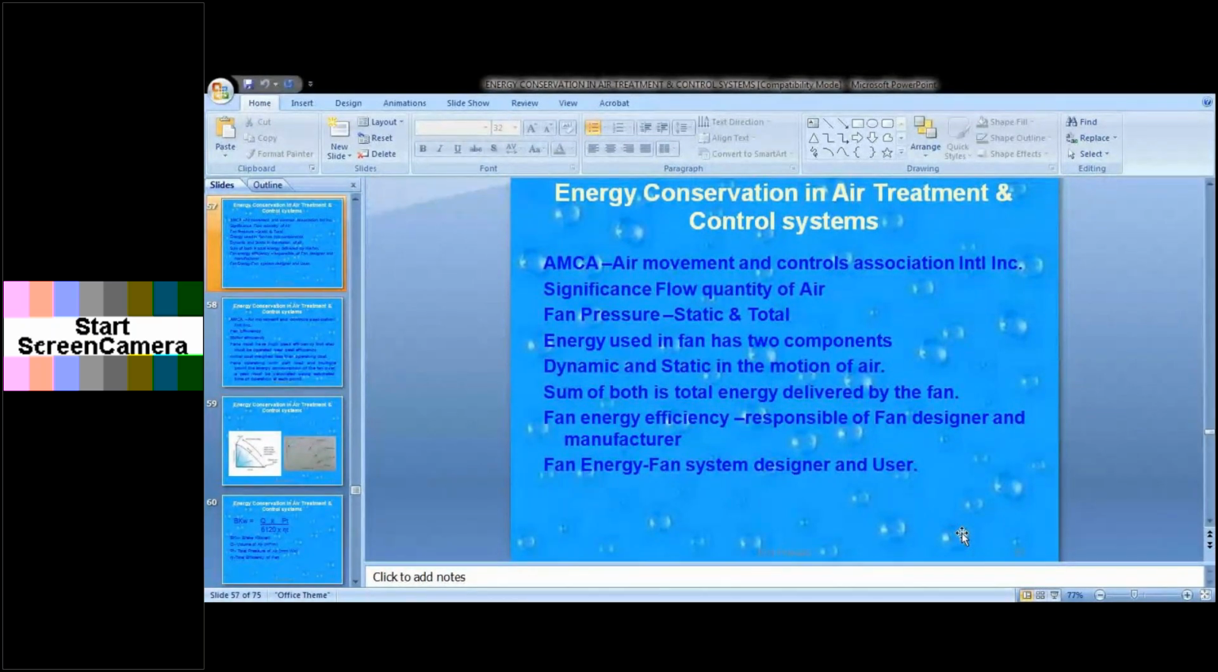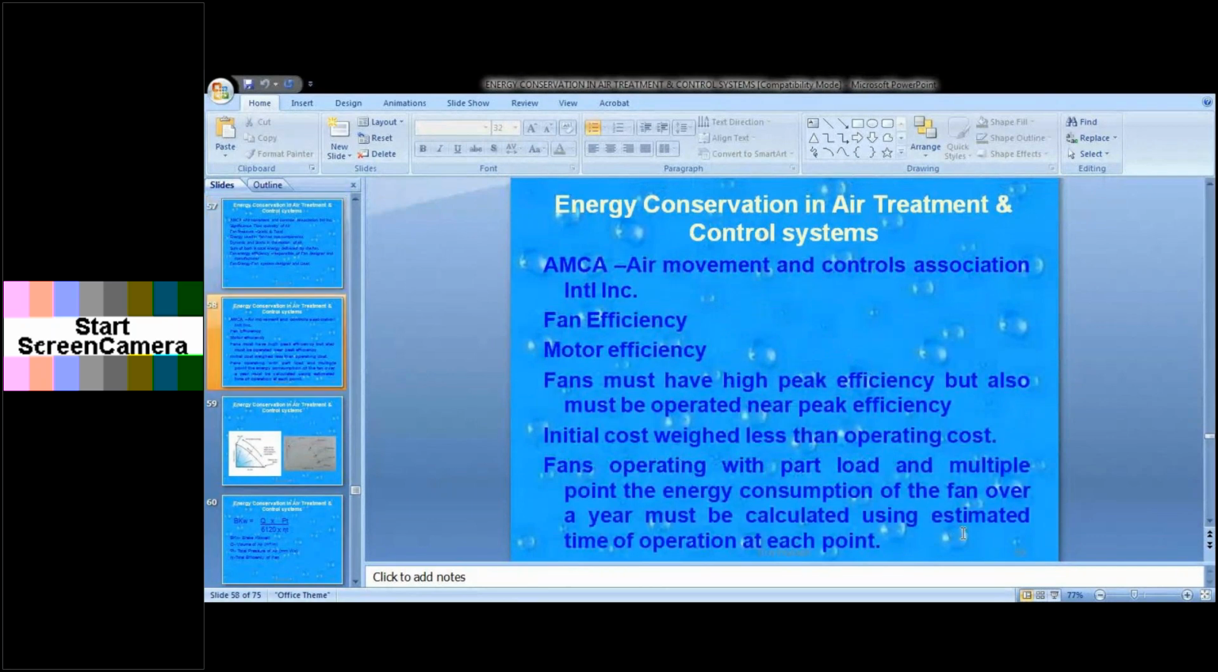So I'll just cover this. The fan efficiency and motor efficiency: already the best efficient motor is available, and fan also you can select. Fans must have peak efficiency and must be operated near peak efficiency. So we have to see whether it is a full load or part load, when you have to get that full volume and pressure. Whether it is going to be continuous for 24 hours a day, or 8 hours, or 10 hours or 20 hours, we have to see that.